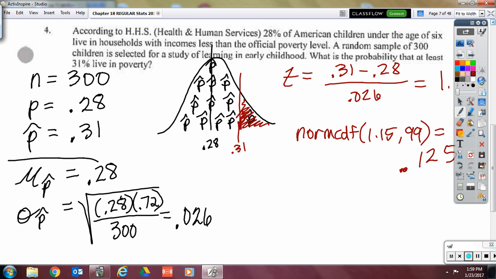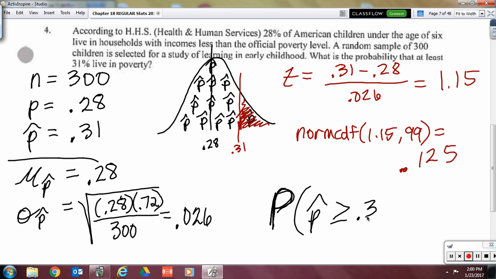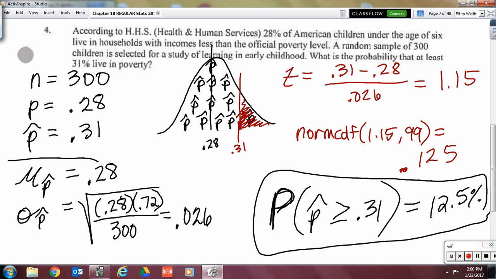So let's do the correct notation for the last part. The probability, that's your capital P, parentheses, that I get a p hat that is at least 0.31 is 12.5%. So that is the final answer, and I want to see that notation. I'm teaching you how to do that as well. Okay? All right, so tomorrow you guys will just practice those.